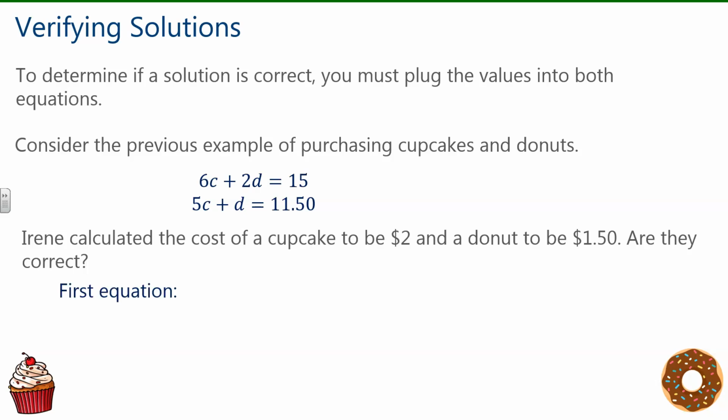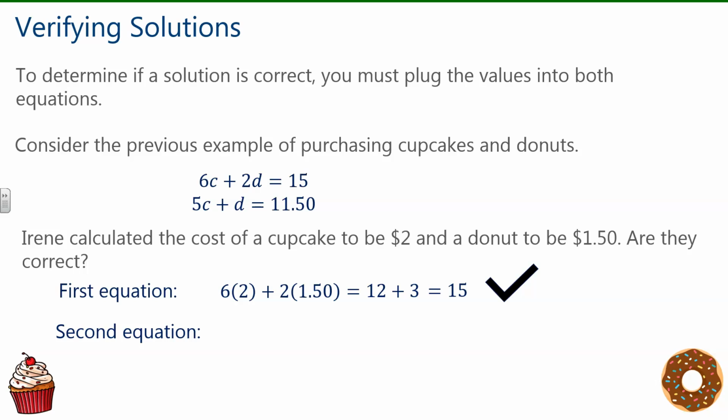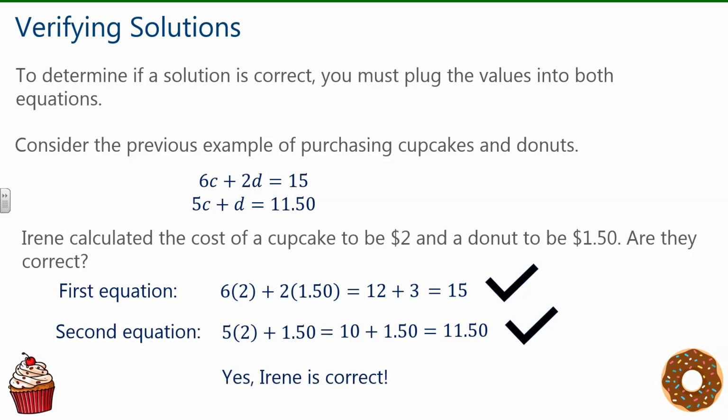So for the first one, we would have 6 times 2 plus 2 times $1.50. Now when I work that out, I get 12 plus 3, which equals 15. And that's what we're looking for, so that is verified. Now for the second equation, 5 times 2 plus $1.50 equals 10 plus $1.50, which is $11.50. So again, that is correct. So these values were verified in both equations. So that means that Irene is correct.